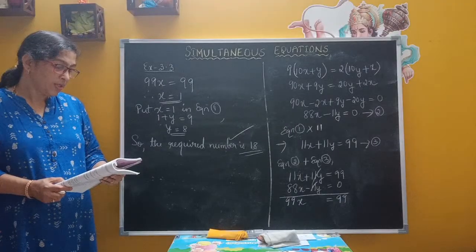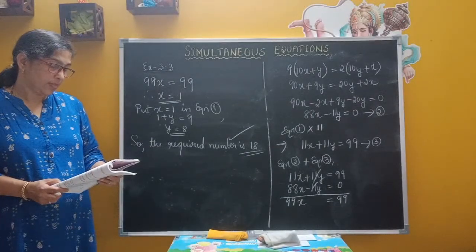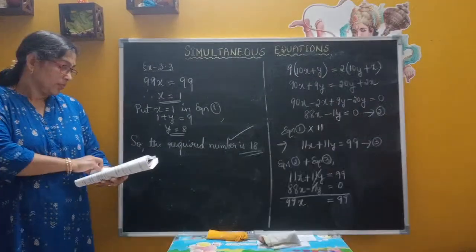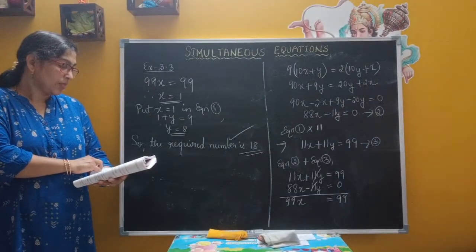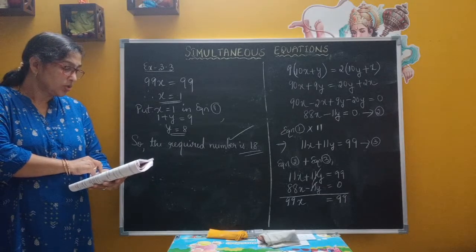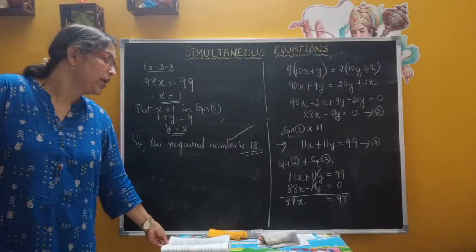Next problem is the fourth one. Meena went to a bank to withdraw rupees 2000. This problem, just copy this. I'll give you 2 minutes break.